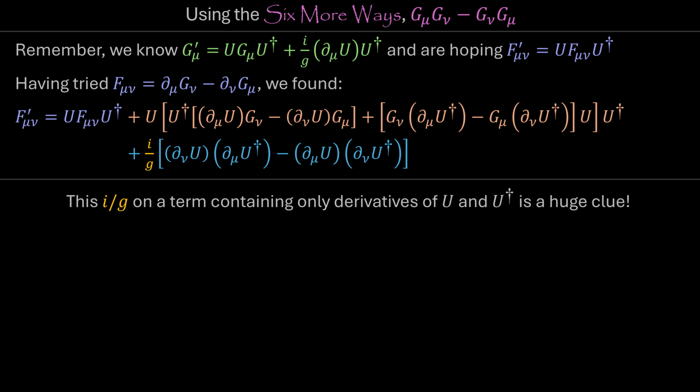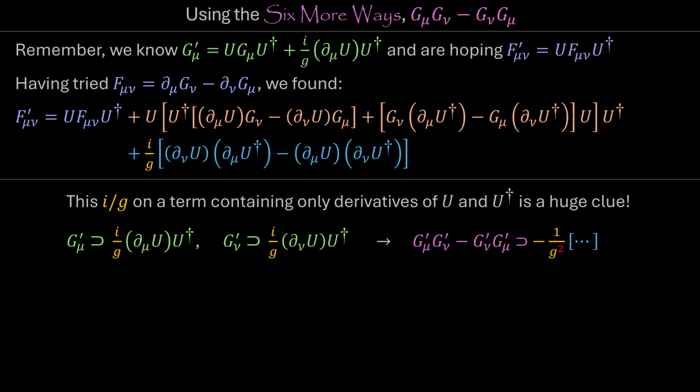So, reflecting on the situation, let's pay particular attention to the derivative term in our gauge transformation rule. That is i over g, partial mu of U, U dagger. Now, if we look at the 6 more ways, we have the product G mu G nu minus G nu G mu. But imagine this: under a gauge transformation in the new gauge, you're going to have a product of G mu prime and G nu prime. And each one of those transformed gauge fields is going to have a term i over g partial mu U, U dagger.